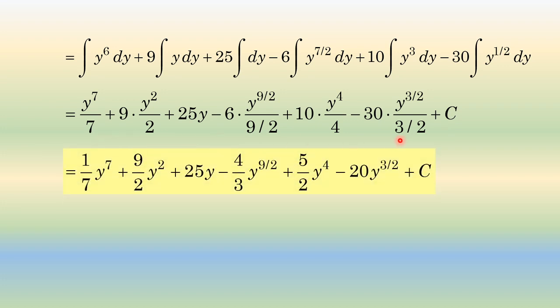So simplifying, we get 1 over 7 y to the 7th, plus 9 over 2 y squared, plus 25y, minus, this is 6 over 9, that is 2/3, then times 2, negative 4/3 y to the 9 over 2. 10 over 4 means 5 over 2, so that is 5 over 2 y to the 4th. 30 divided by 3 is 10, so negative 10 times 2, we have negative 20 y to the 3 halves, plus c. So that's it.